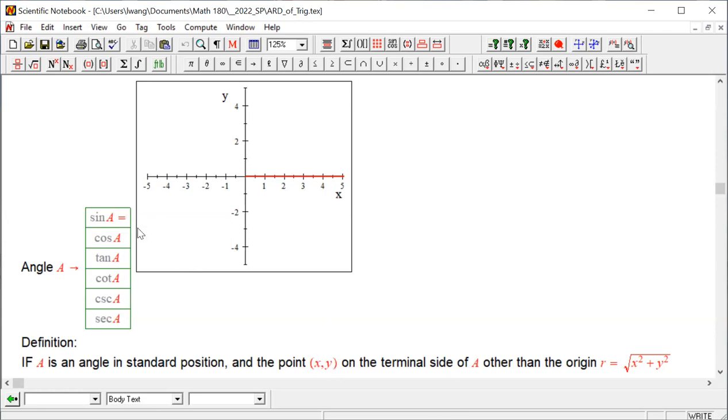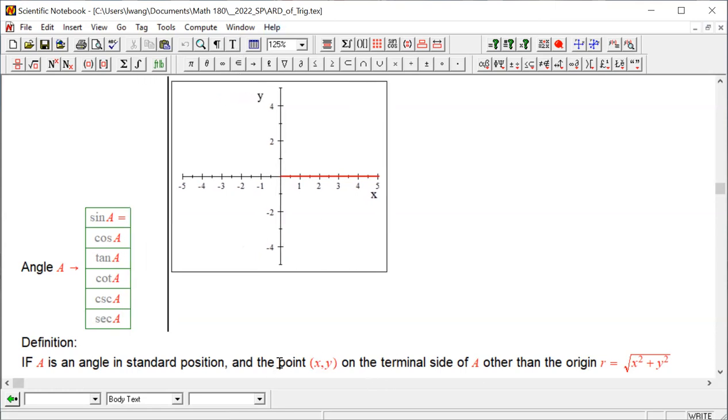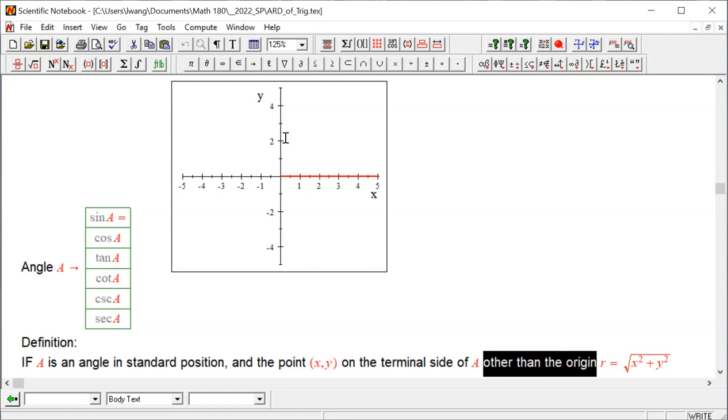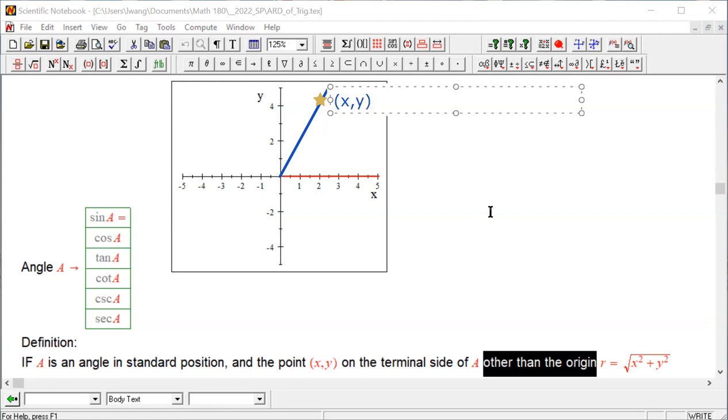A point on the terminal side. It didn't say which point on the terminal side, as long as the point is not the origin. So we basically can choose any point on the terminal side. And that point has coordinates x, y. You know what x, y means.